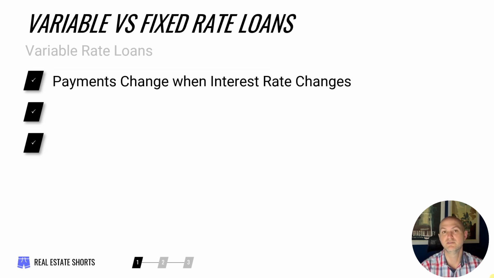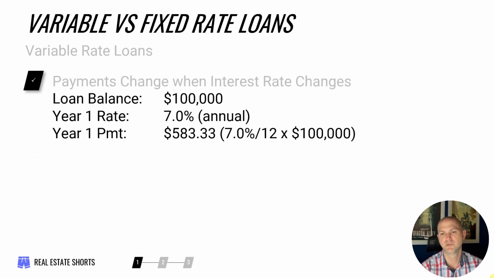So first, what does that even mean, right? I think the implication of having a variable interest rate on the loan is that your payments change when the underlying interest rate changes. So let's take a look at a quick example. Let's say you have an outstanding loan balance of $100,000. If that interest rate during that first year is 7%, then that would work out to, at least on an interest-only payment, $583 per month.